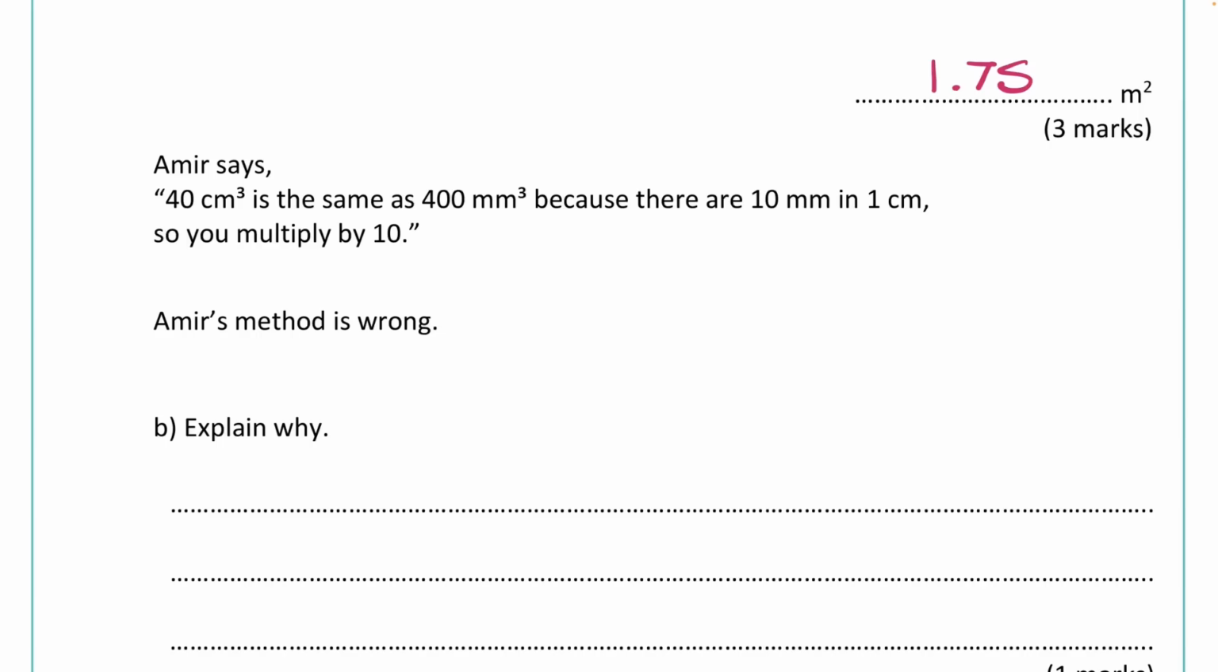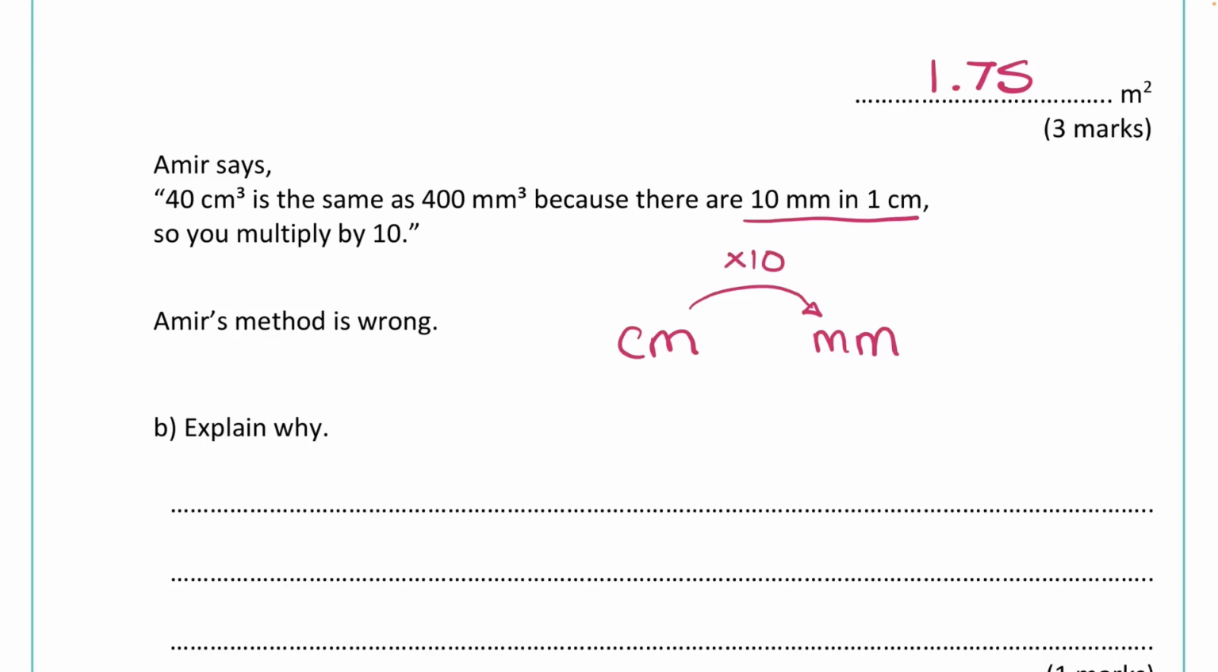Because there are 10 millimetres in a centimetre, that is correct, 10 millimetres is the same as 1 centimetre, but he says so you multiply by 10. Amir's method is wrong, explain why. So you could come up with your own language for this, but to get from centimetres to millimetres in terms of changing the number, yes, absolutely right, we do times by 10.